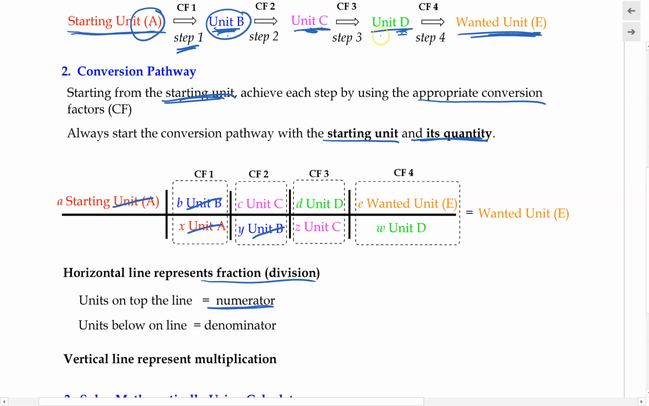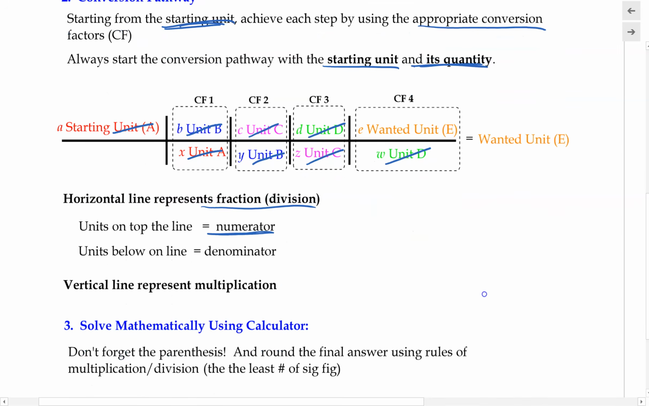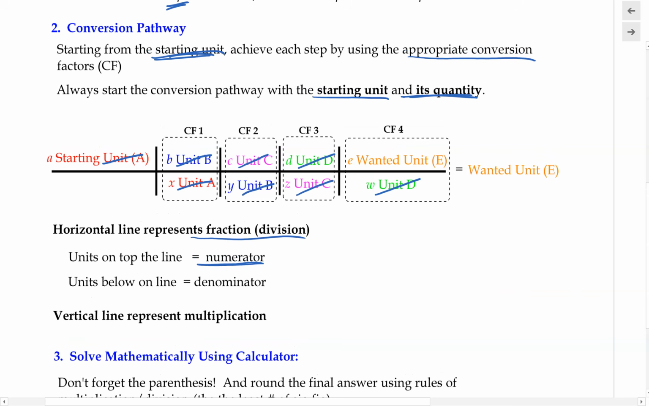C into D, and again we need the relationship between C and D, and we have to put C on the denominator so it gets cancelled out, and we end up with D on top. And finally, we need the last conversion factor that relates unit D to unit E, and we have to put unit D on the denominator, and now that will cross out with it. And because all of this represents a fraction right here, anytime we have a unit on the top and a unit on the bottom, they will cancel each other out.